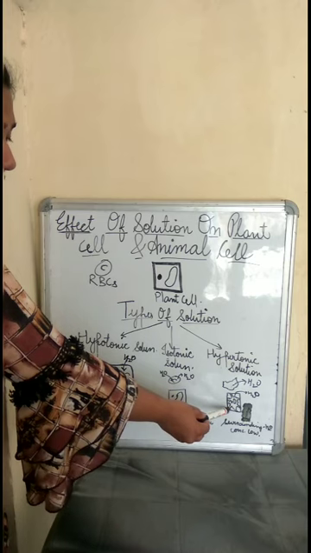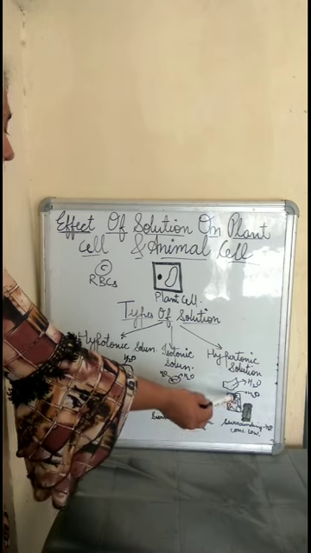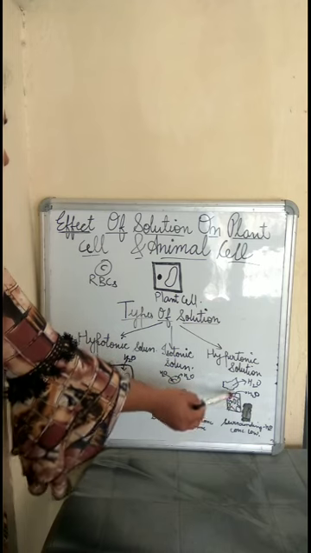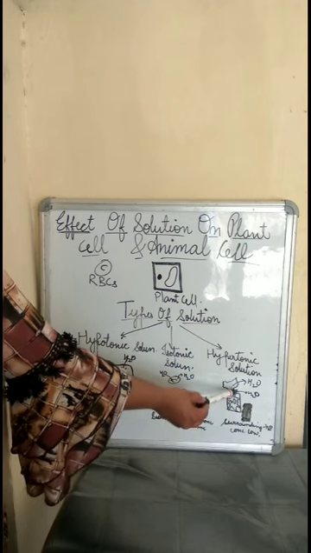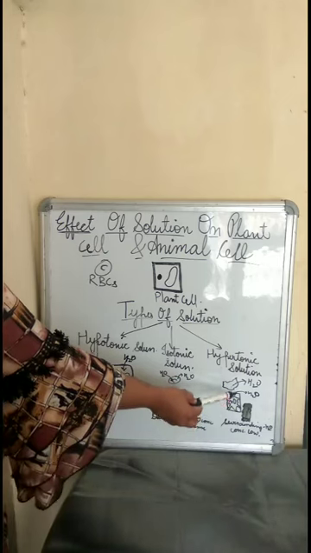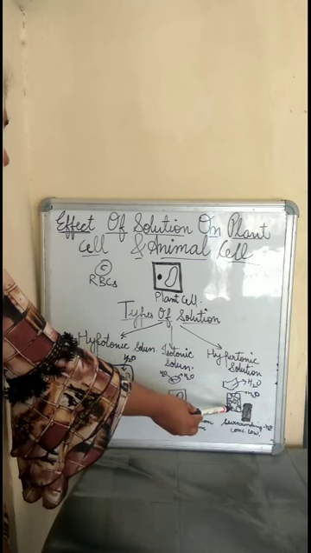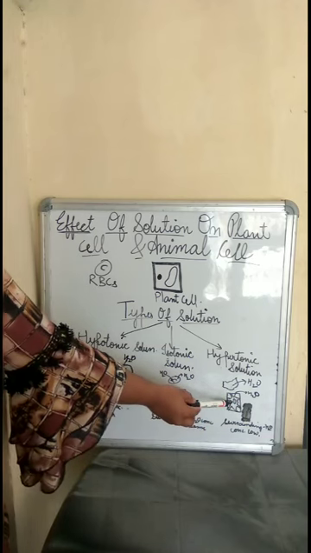Here in the plant cell, what happens? The protoplast detaches from the cell wall, and this phenomenon of detachment or shrinking of the protoplast apart from the cell wall is known as plasmolysis.